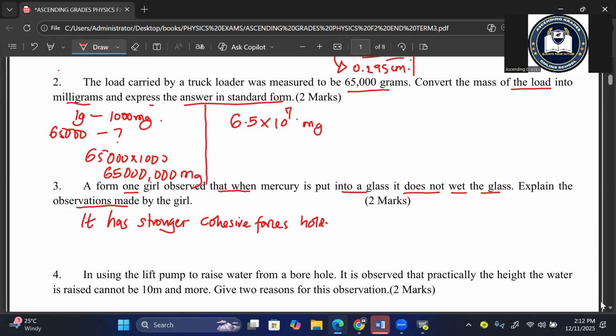It has stronger cohesive forces holding the mercury together. Hence, it does not wet the glass.